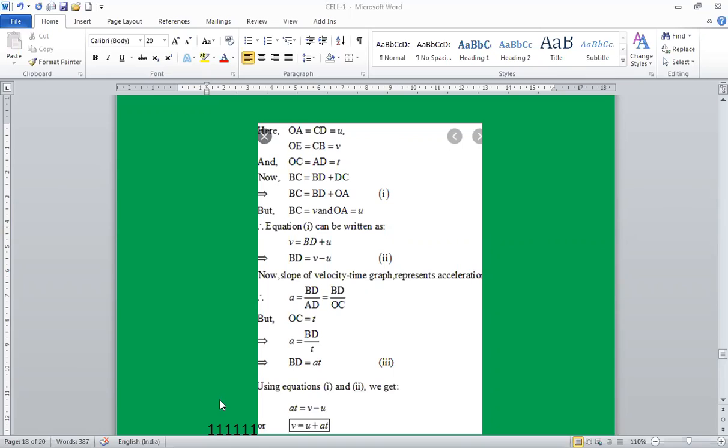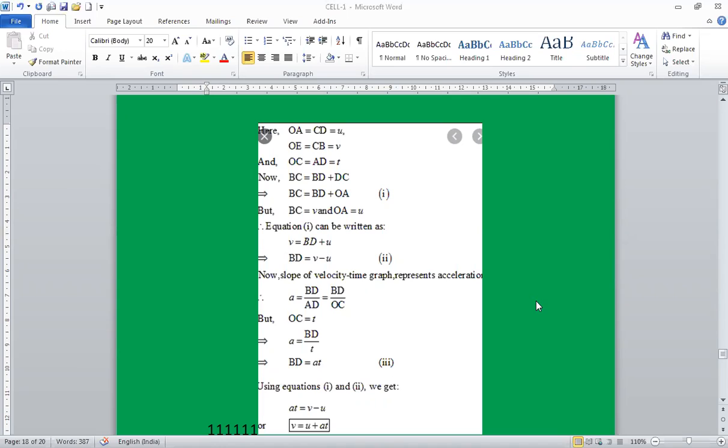Equations of motion are mathematical relations between distance traveled, denoted by S, time taken, denoted by T, initial velocity, and final velocity, for bodies moving along a straight line with uniform acceleration. There are three equations of motion which we will derive graphically as well.